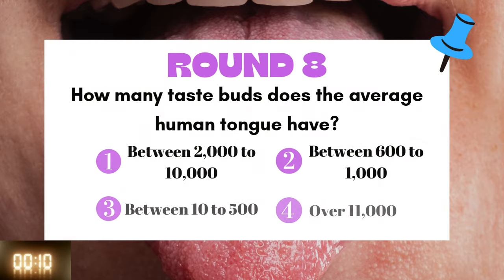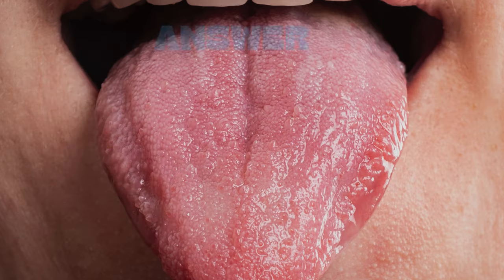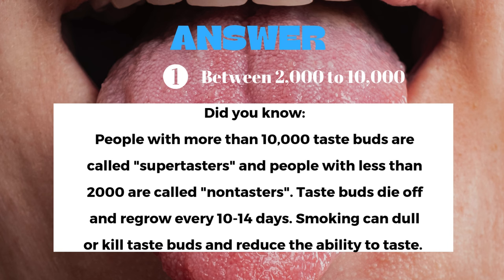Round 8. How many taste buds does the average human tongue have? The answer 1. Between 2,000 to 10,000.